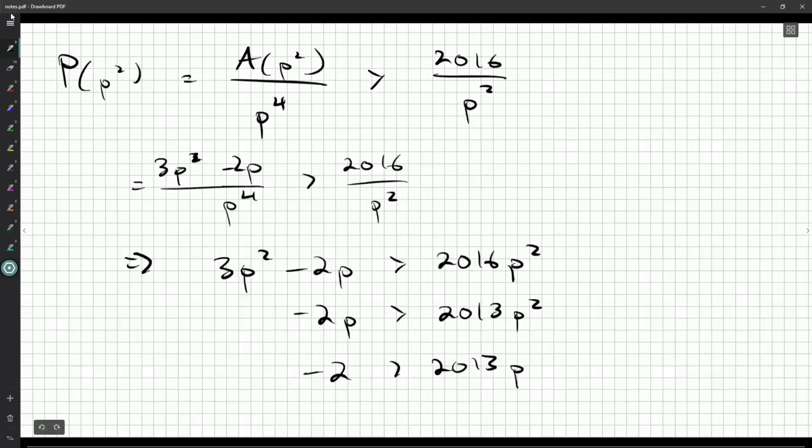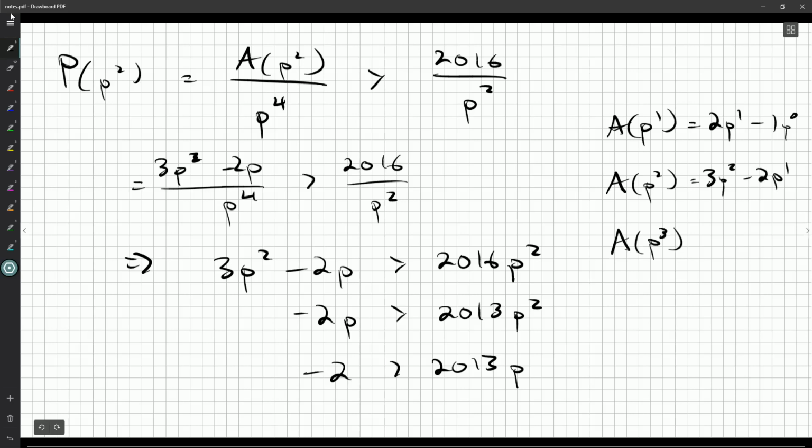Now, when I just had p to the 1, it was 2p to the 1 minus 1, which is technically p to the 0. And with p squared, I had 3p squared minus 2p to the 1. My guess would be a of p cubed is going to be 4p cubed minus 3p squared. That's my guess, and so more generally, I think we could get a nice form for a of p to any power.